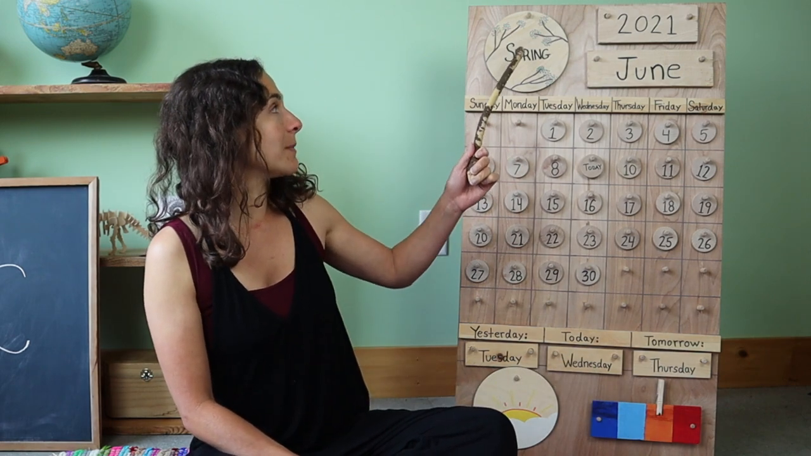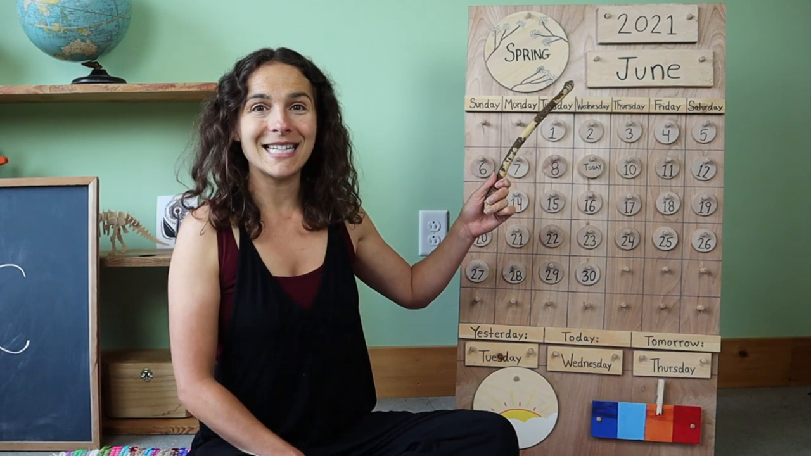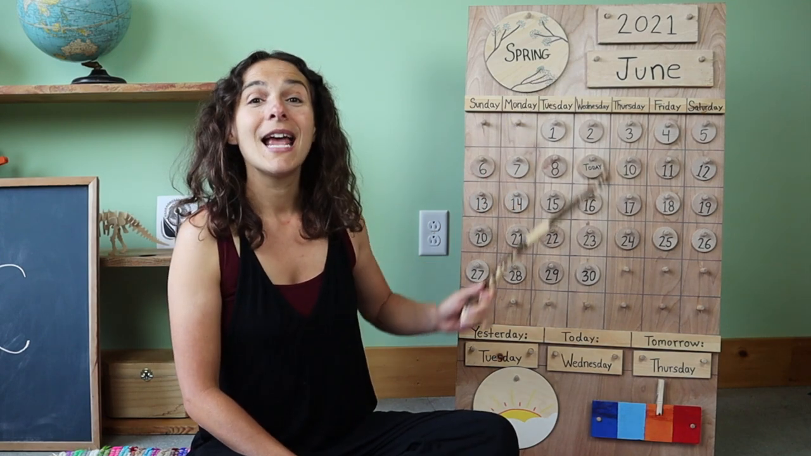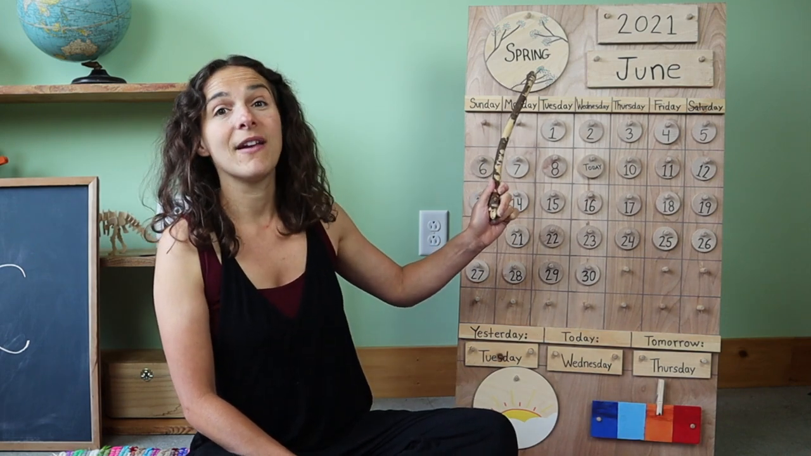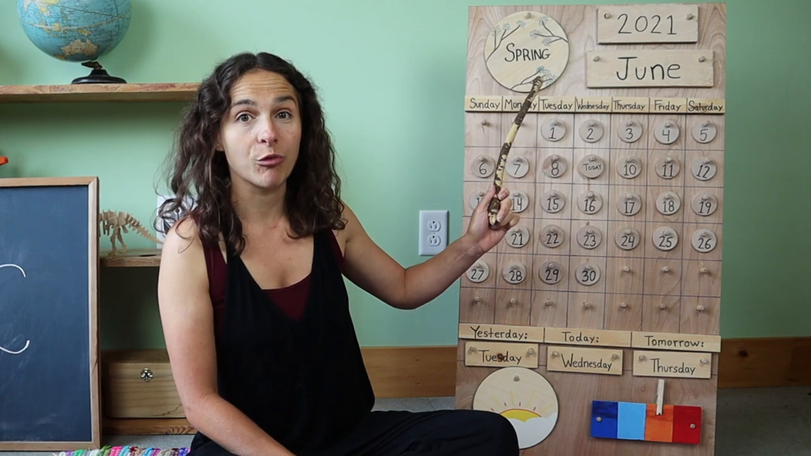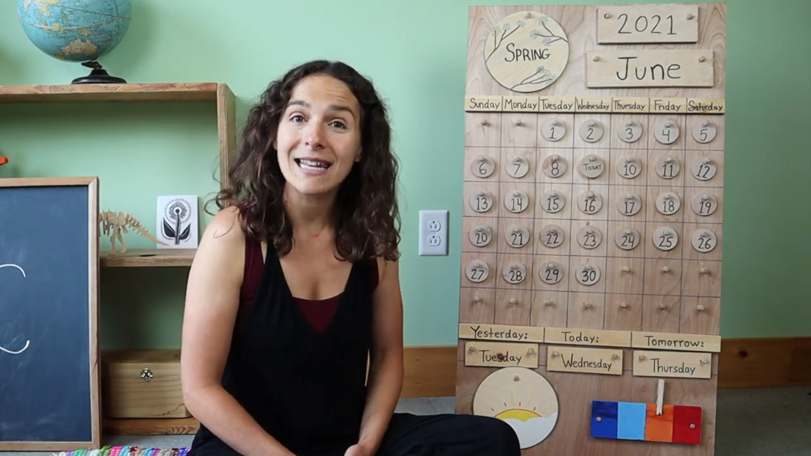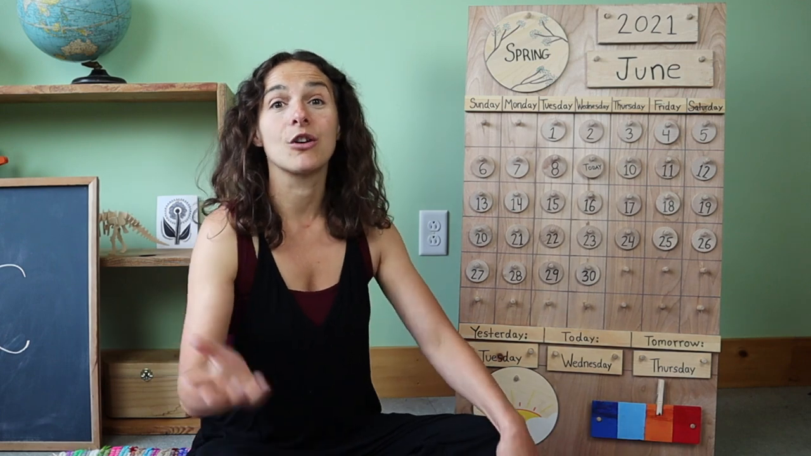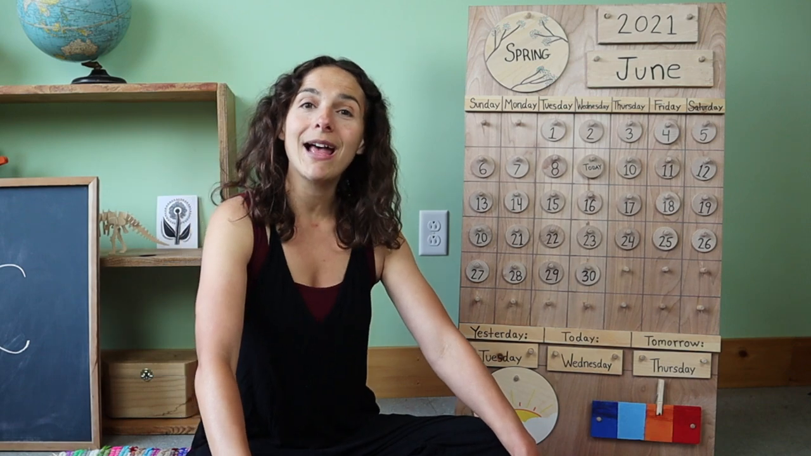Now let's go back up to the top of the chart where we have the season. Do you know what the season is? Spring. It's springtime where I live. It's the end of spring. Now let's go back down to the bottom of the chart and let's sing the weather song together before we share the weather.